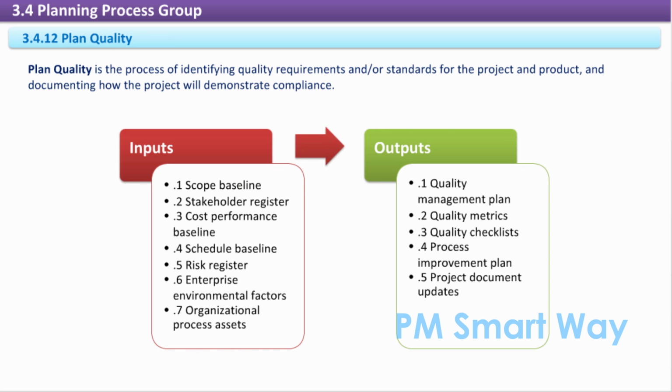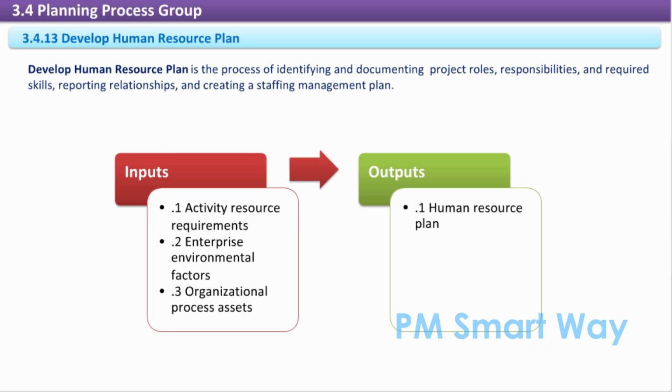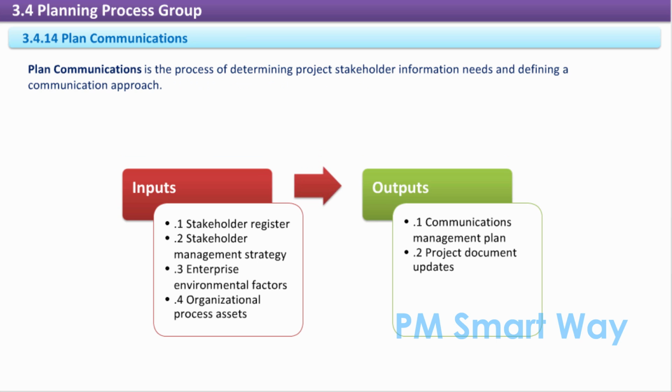Plan quality. Plan quality is the process of identifying quality requirements and/or standards for the project and product, and documenting how the project will demonstrate compliance. Develop human resource plan. Develop human resource plan is the process of identifying and documenting project roles, responsibilities, and required skills, reporting relationships, and creating a staffing management plan. Plan communications. Plan communications is the process of determining project stakeholder information needs and defining a communication approach.